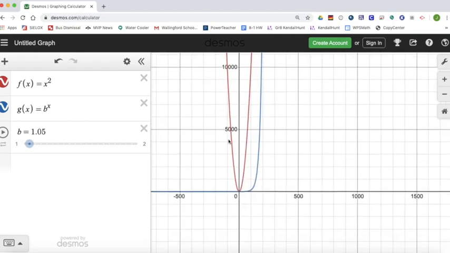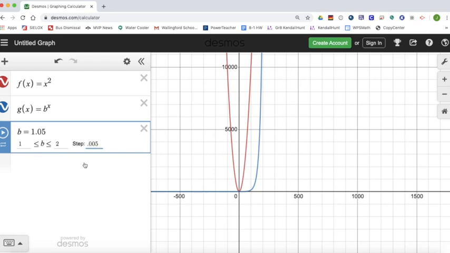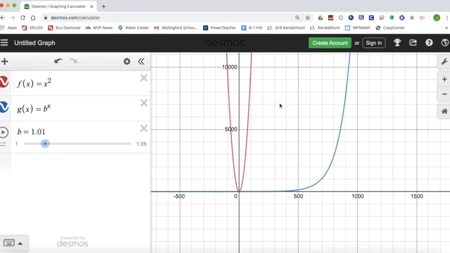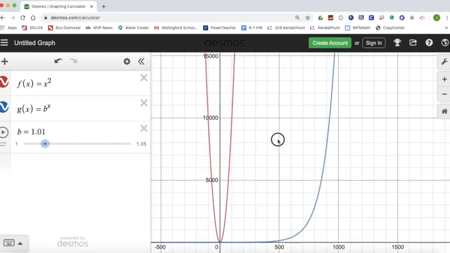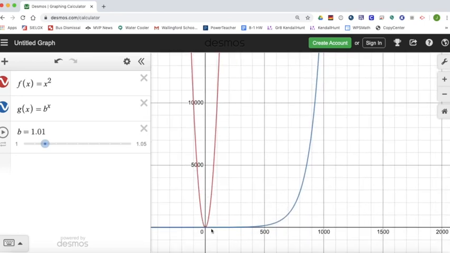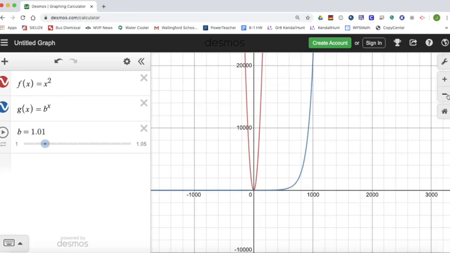So is that going to be true for all of them? Let's change this step to be 0.005. Let's go down even more. So let's change this even more, less, less, less. Let's make it like a 1% interest. All right, this is so bad. Look at this. They can't possibly ever meet.